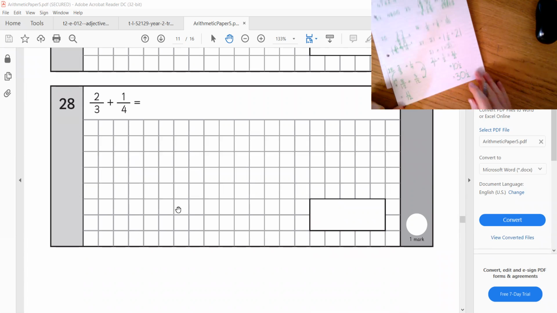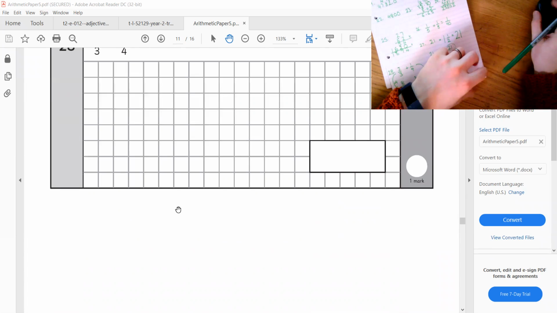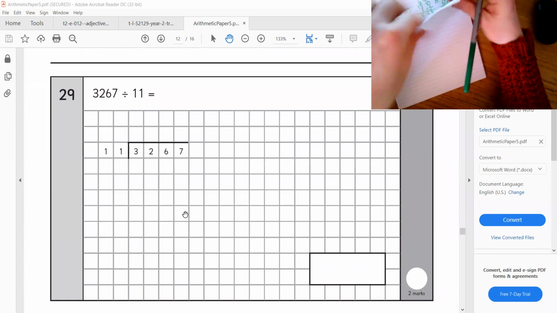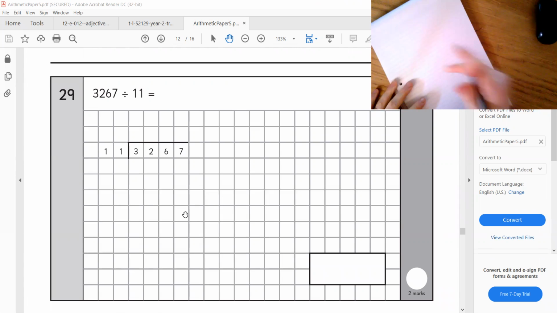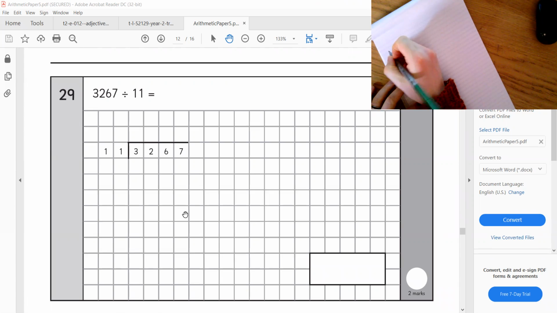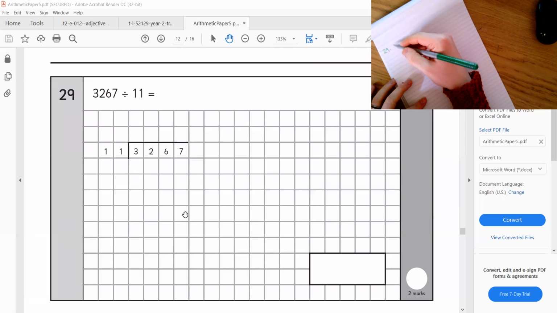Hopefully that is what you guys got as well. Okay, question number 29. Dividing by 11. They've even set it out for me. This is a big 2 marker as well. That's well easy 2 marks because I know my 11 times table. Usually we have to write out like the 34 times table or something, don't we? Because we're dividing by 34. We don't need to because I'm dividing by 11. I know my 11 times table.